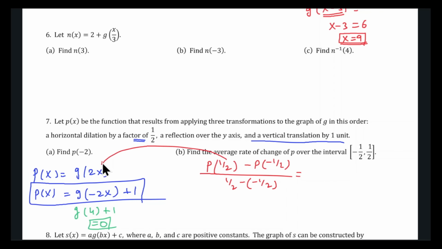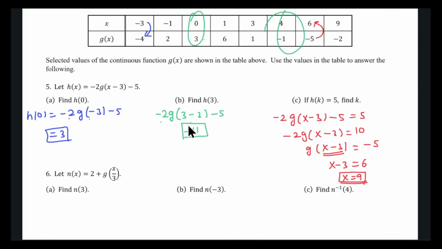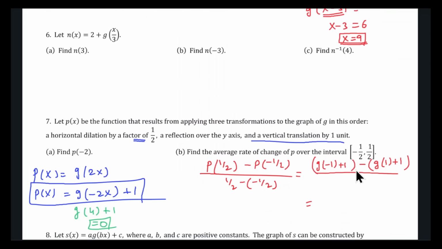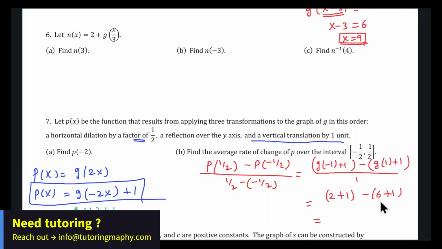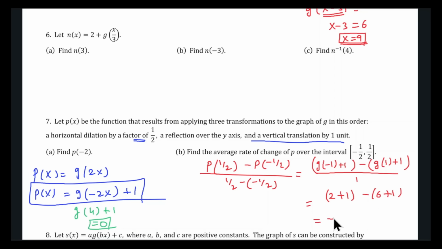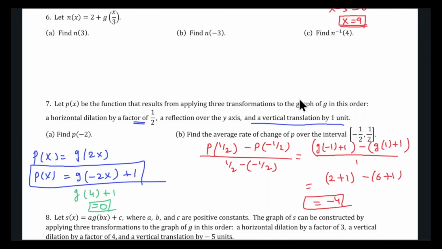Now, what is P of 1 over 2? P of 1 over 2 will be G of negative 1, because x is replaced by 1 half, so negative 2 over 2 is negative 1. So G of negative 1 plus 1, that's the P of 1 over 2. And P of negative 1 over 2 will be G of 1, obviously, and again plus 1, and over is 1. Now, what is g of negative 1 and g of 1? G of negative 1 is 2, g of 1 is 6. So 2 and 6. So this will be 2 plus 1, and this will be 6 plus 1. 2 plus 1 is 3, 6 plus 1 is 7, so 3 minus 7 is negative 4. So that's our answer over here.